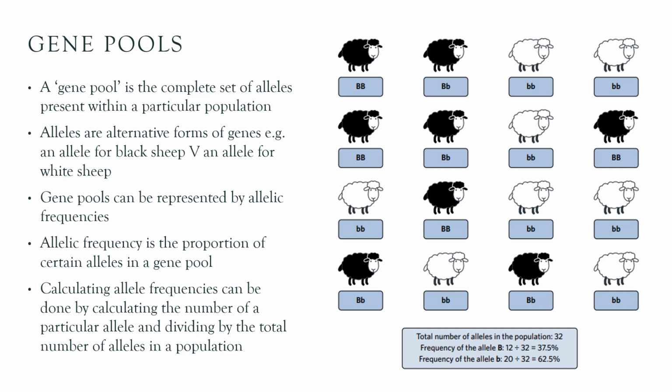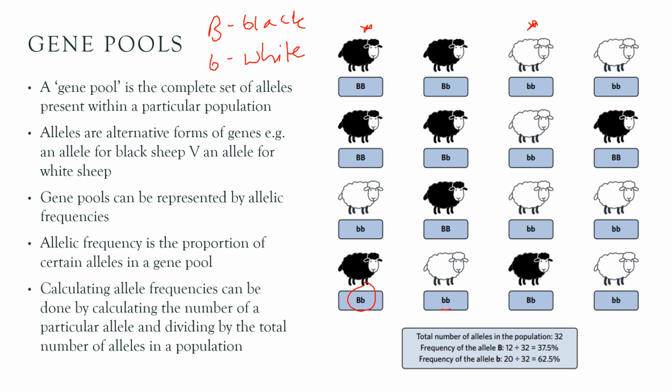So hopefully you remember from year 11 what an allele is. An allele is basically just an alternative form of a gene. So for instance, in the example that we're looking at here, you can see that we have black sheep and we have white sheep. So the allele that is for hair color has two different variations. It has a black allele and it has a white allele. And you can see if you look at this sheep, for example, that the black allele is dominant and the white allele is recessive. So that's what an allele is.